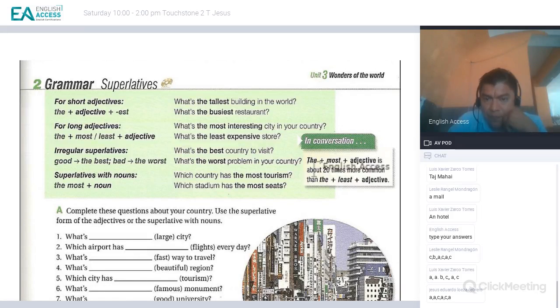In conversation, the plus most plus adjective is about 20 times more common than the plus least plus adjective, but it's still used. Yes, for example, what's the tallest building in the world? The opposite is short, shortest. Okay. What's the busiest restaurant? The opposite.